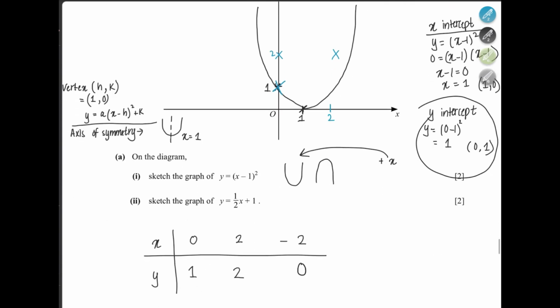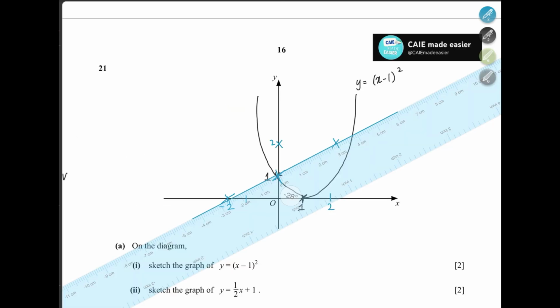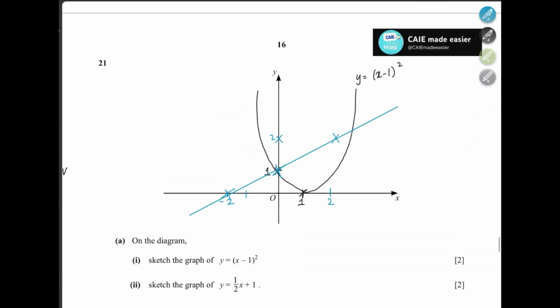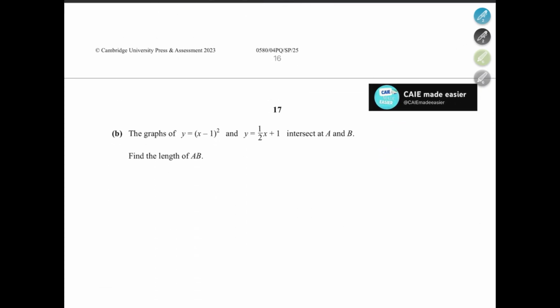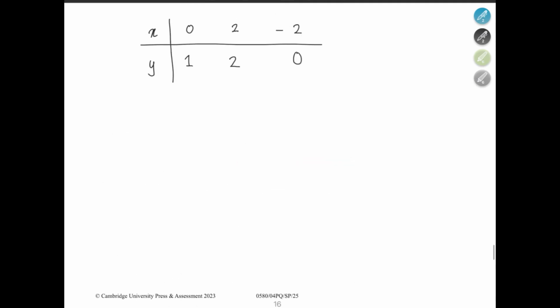What about the third point? X is negative 2, and y is 0. So somewhere here, that's your line for y equals half x plus 1. Moving on. The graphs of y equals x minus 1 squared and y equals half x plus 1 intersect at points A and B. Find the length of AB.